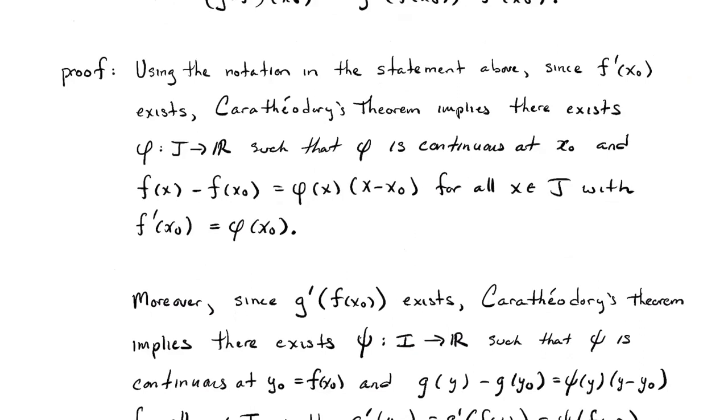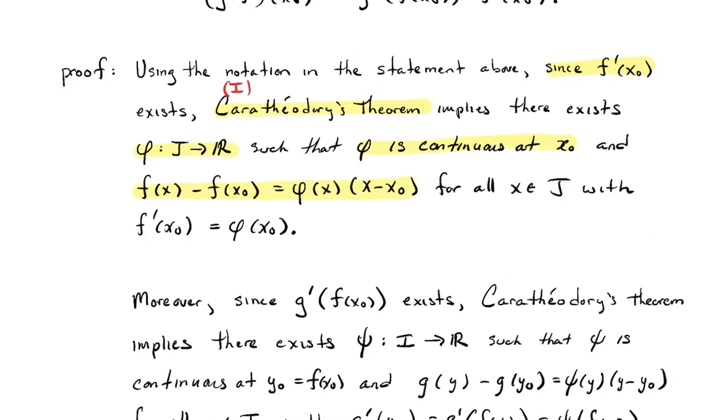We're assuming that f is differentiable at x naught. So f prime of x naught exists. And here's our first application of Theodore's theorem. I'll enumerate it the first time we're using it. And I'm using it in the direction that I know f is differentiable. So there has to be some continuous function phi on the same interval f is defined. It's continuous at x naught. And here is the Theodore equation.